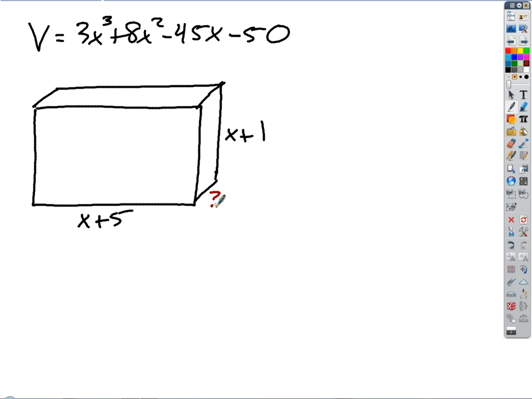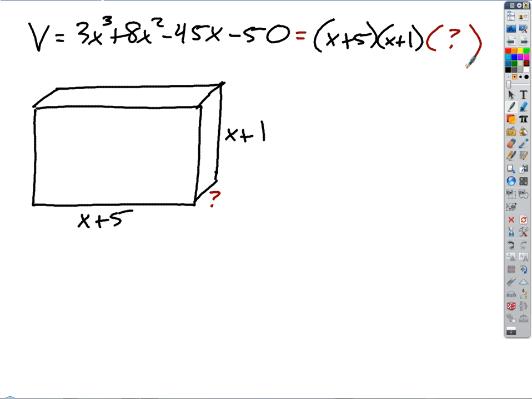I want you to find that missing dimension. How are we gonna do that? Okay, did everybody see that? So we know this is a rectangular prism, right? So we know that the volume has to just equal x plus 5 times x plus 1 times whatever.